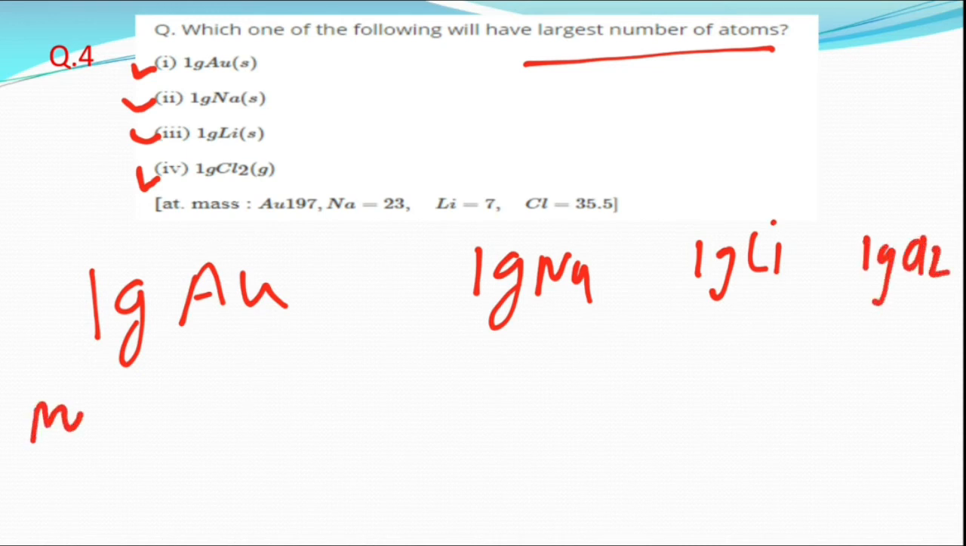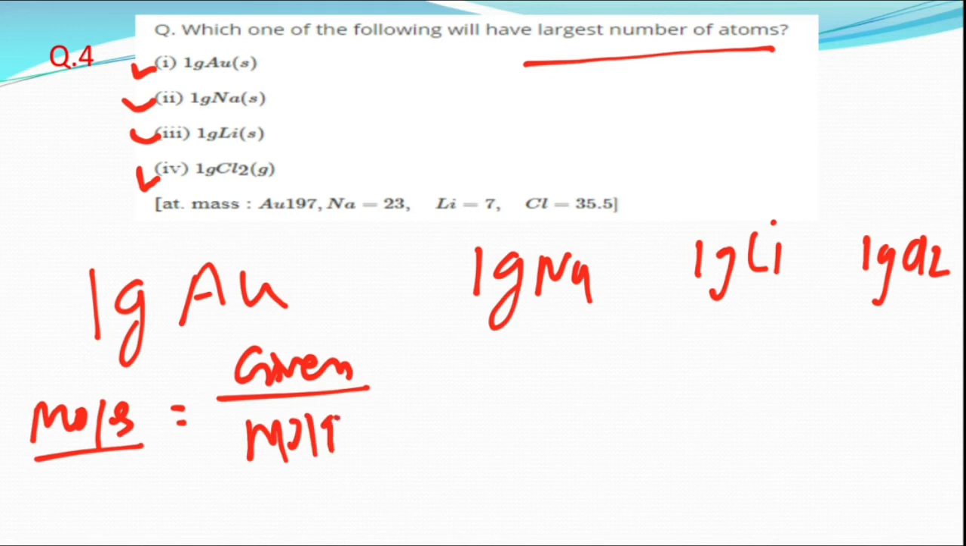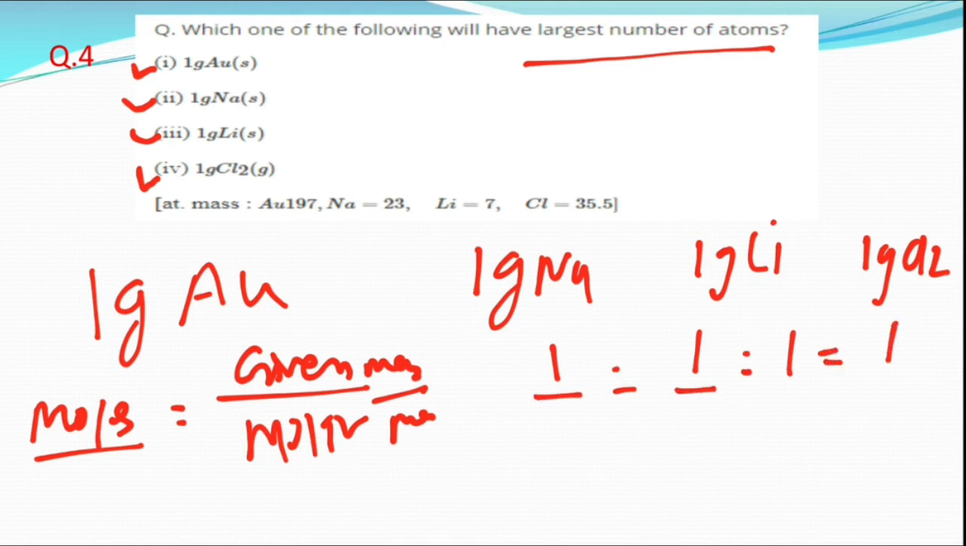Now what is the number of moles? The number of moles is given mass divided by molar mass. Okay, so the given mass is 1 gram in all the cases, divided by molar mass. So we can say that the one which has the lowest molar mass will have the highest number of moles, not atoms. Again, you have to read the question very carefully because it is asking about atoms, right?